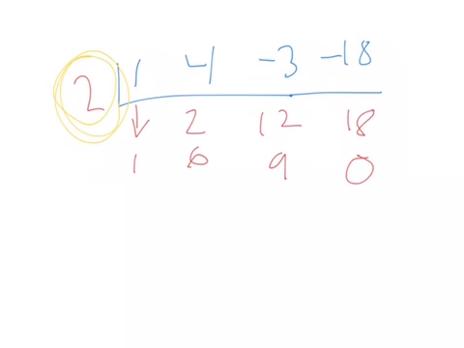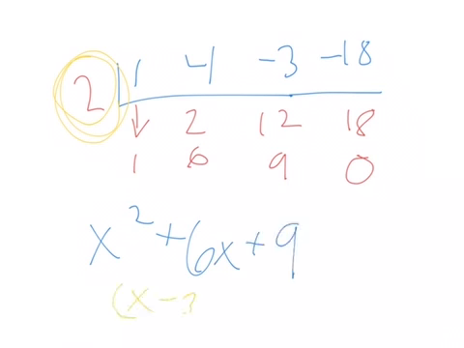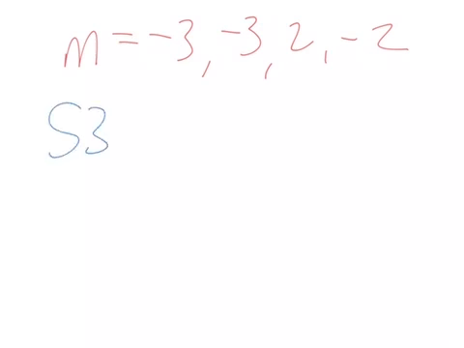Now, when we take these numbers here and rewrite that, that gives us x squared plus 6x plus 9, which we know factors to x plus 3 squared. So that, of course, is going to give us a solution of x equals negative 3. But we have 2 of them because it is squared. So our synthetic division has told us that m equals 2 negative 3's, a 2, and a negative 2. And now we're ready for step 3, which is to write the solution.